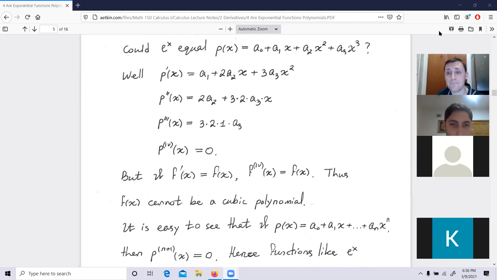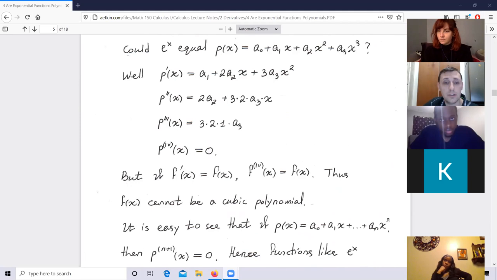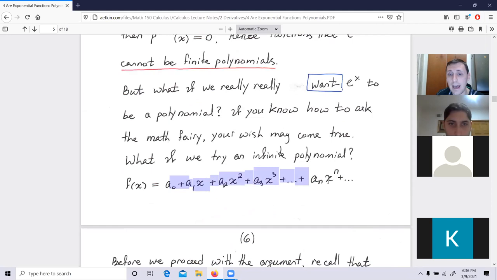Obviously finite polynomials are destroyed by derivatives. So this function that is not affected by derivative cannot be a finite polynomial. But I really want it to be a polynomial. What do I do? Consider an infinite polynomial, precisely that. So what I'm showing you guys is extremely important. Consider an infinite polynomial. Whatever that means, we can investigate later. But if it's an infinite polynomial, then it looks like this. It does not have an ending term. It's some coefficient plus some coefficient times x plus some coefficient times x squared and onwards.